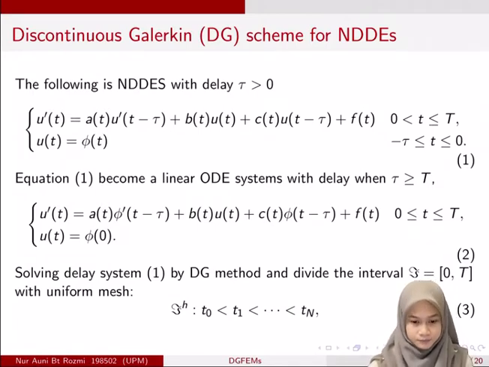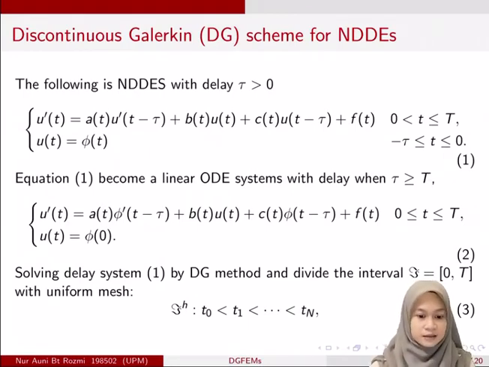Basically, equation 1 is the neutral delay differential equation with delay tau greater than 0. And then equation 1 will become a linear ordinary differential equation system with delay when tau is greater than 0. So, when tau is greater than 0, equation 2 will be obtained. And then, we will solve the delay system, which is equation 1, by the discontinuous Galerkin methods and divide the interval with the uniform mesh, which is equation 3.